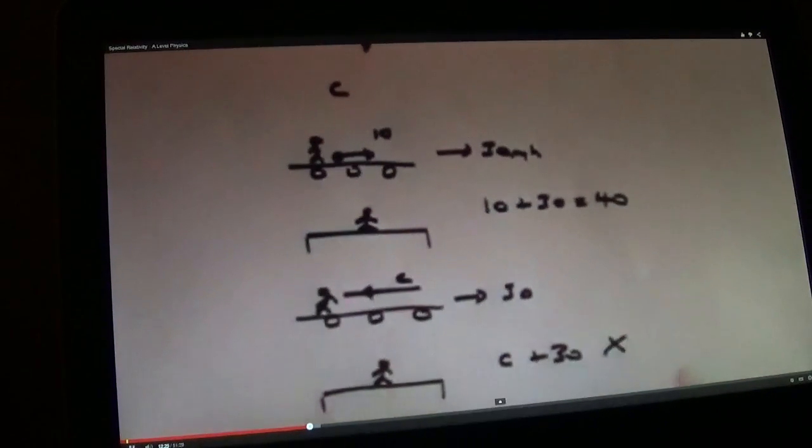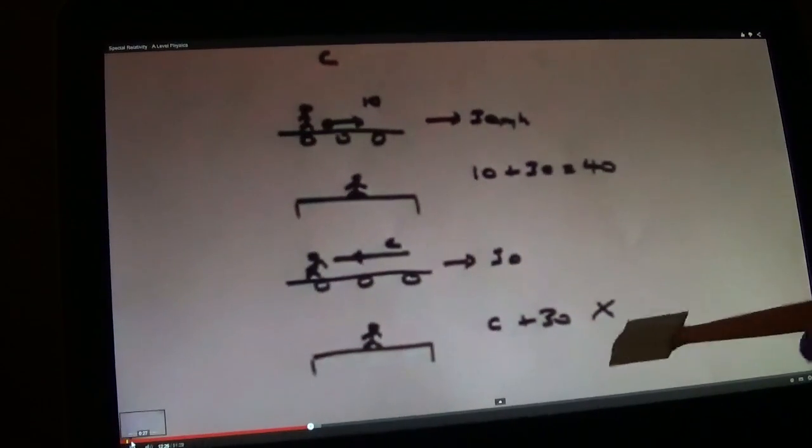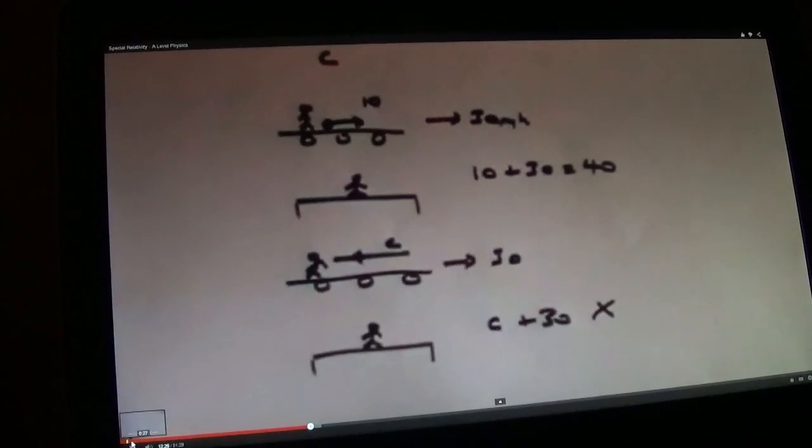But that would be wrong, because according to Michelson and Morley... And he's wrong. He's putting a cross on there, and that is wrong. And he's citing the Michelson-Morley experiment for putting that cross on there. And he's got the Michelson-Morley experiment wrong.